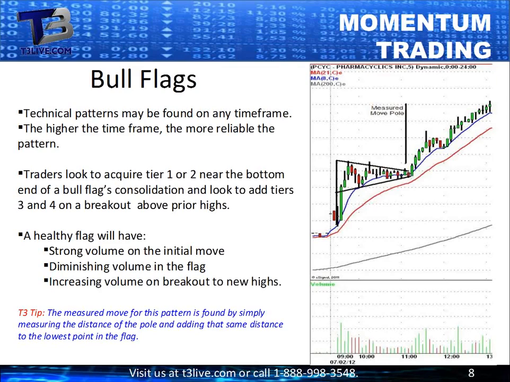I like to get in and feel my way around it as the stock is still building the pattern. And once it breaks out, that's where I load up.